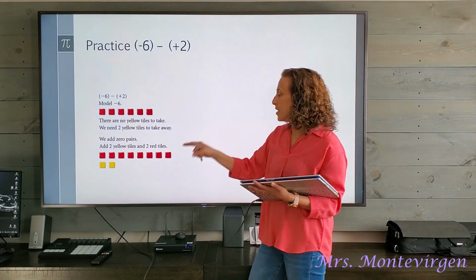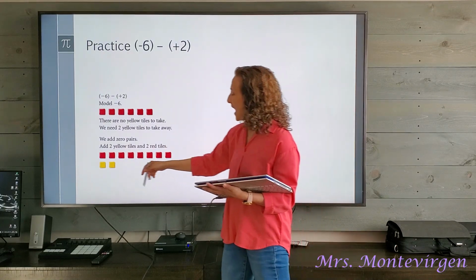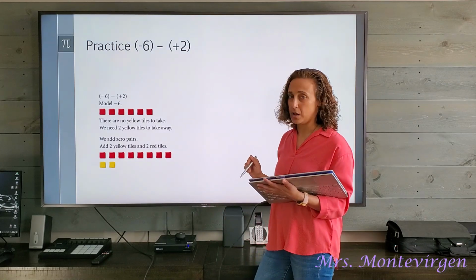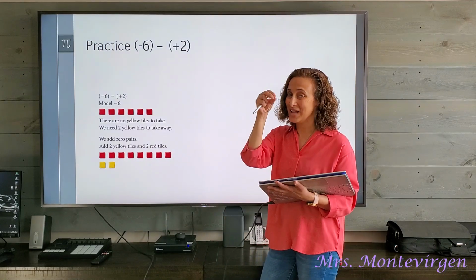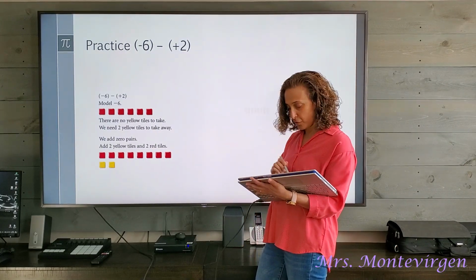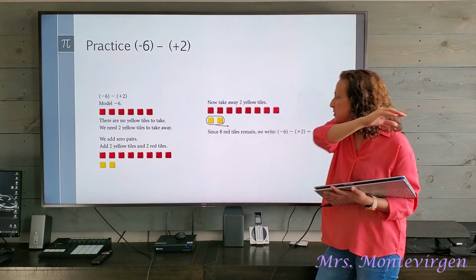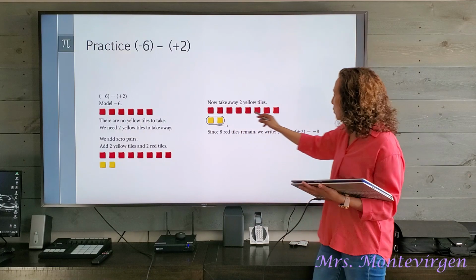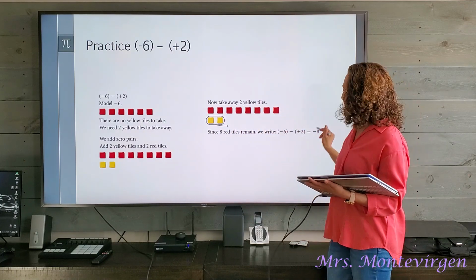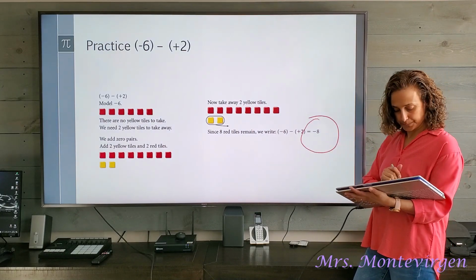But remember, whenever we add tiles, we have to add them in 0 pairs. So I added 2 yellow. I have to add 2 red as well. Okay, you're always adding together in pairs. And when I've done that, I can turn around and now I can take away those positive tiles and I see what's left. You'll see I actually have 8 negative tiles left, and that's my answer, -8 down here.